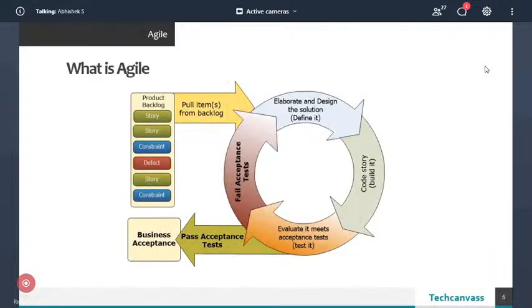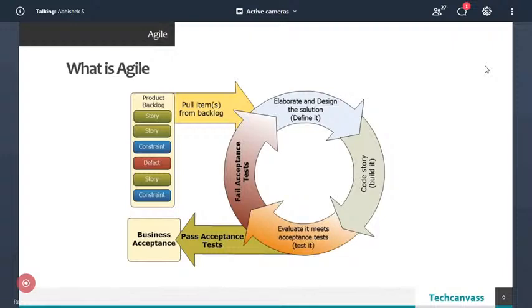Now, since we're talking a lot about agile, let's understand. I'm sure most of us already know what agile is, so it's just a quick recap, so that we are all on the same page. Basically, in agile, of course there are many things. This is just to give you a high-level overview of how agile works.